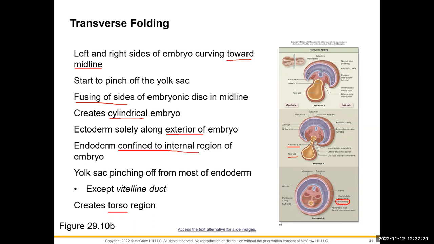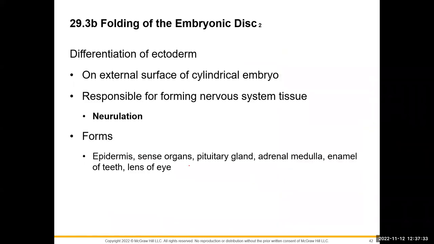And like I said before, the yolk sac gets pinched off, and we pretty much will not see that afterwards. And so that is our transverse folding. And during the folding period, especially with the embryonic disc, we're going to see the differentiation of certain layers of the embryonic disc. So let's start off with the ectoderm.